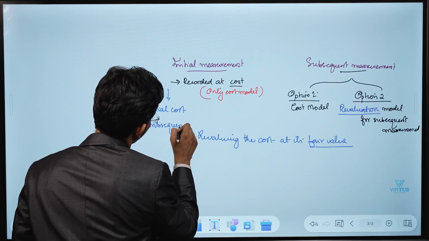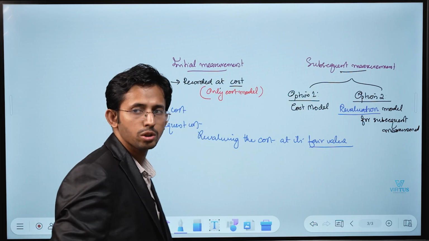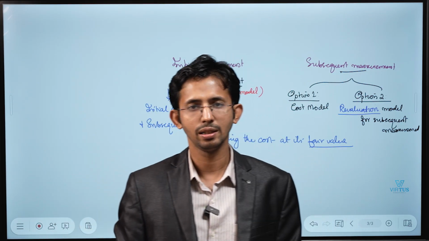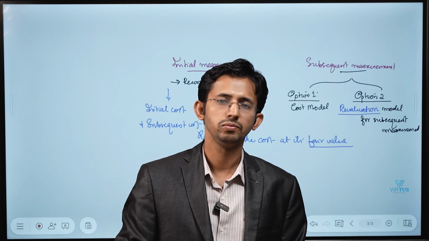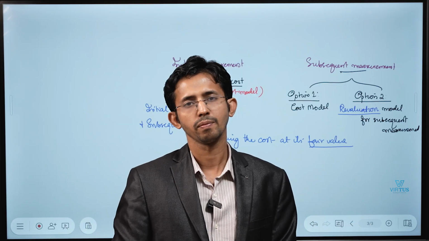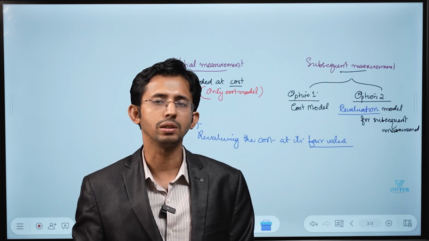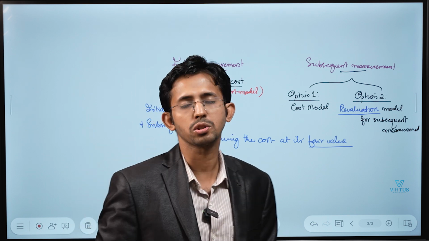What is subsequent cost? Subsequent cost means a building is constructed. I gave you an example. A building is constructed. Initially it had only 3 floors. Now you are adding one more floor. Whether that can be added as property, plant and equipment or should you expense it out? That is what subsequent cost talks about.